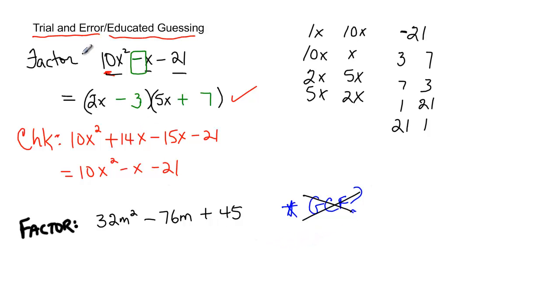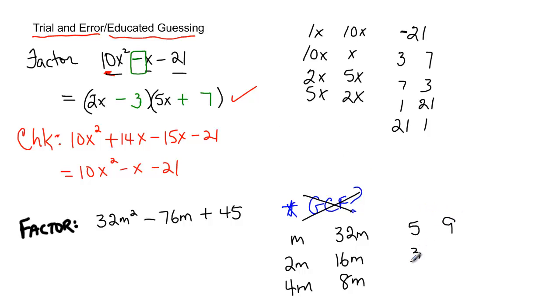So now if we're going to continue with our theme here and go with trial and error, we need to think about what makes 32m squared. Well, 32m squared could come from, of course, an m and a 32m. It could come from 2m and 16m, and realize these could be backwards, they could be switched around as well. It could be a 4m and an 8m, or switched around. 45 could come from 5 and 9.